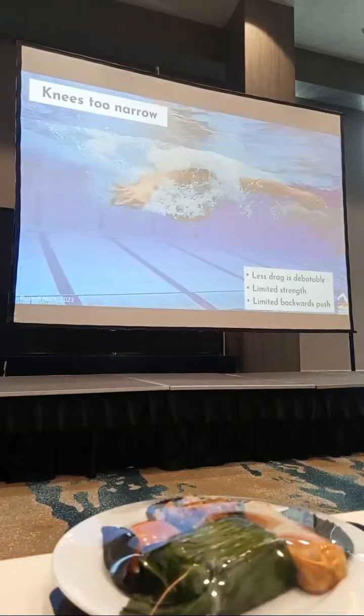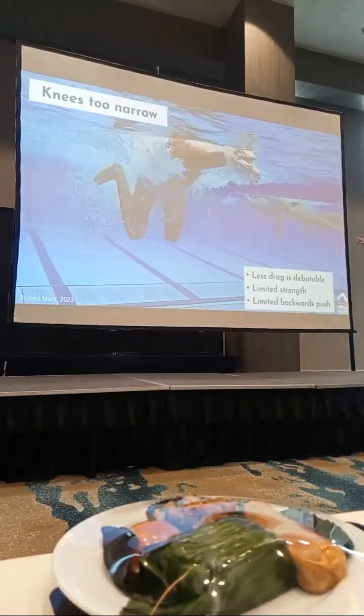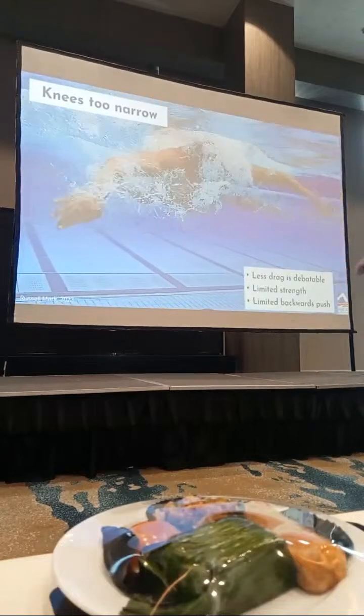But with this athlete, I do love the pull and how round they are.